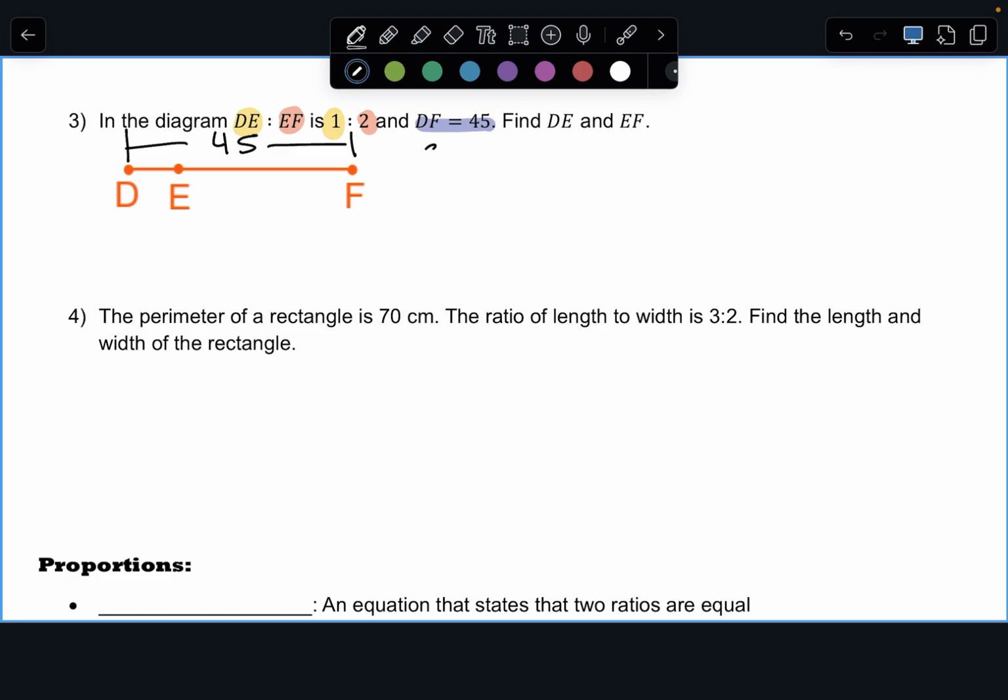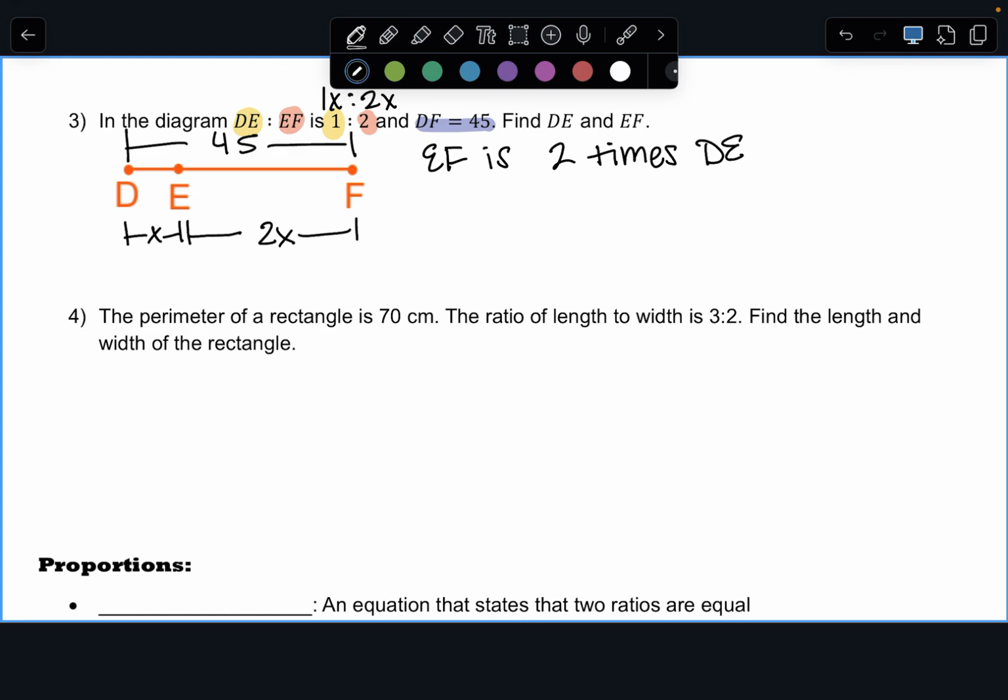And what those ratios tell us is that EF is 2 times the length of DE. Okay? We don't know what DE is. So what should we call it for now? If we don't know what something is, what do we call it in math? X. Yeah, let's call it X. So DE is X. And if EF is 2 times DE, what should EF be? 2x. Okay, so we also could have just taken our original ratio and written 1x and 2x, essentially unsimplifying that ratio.